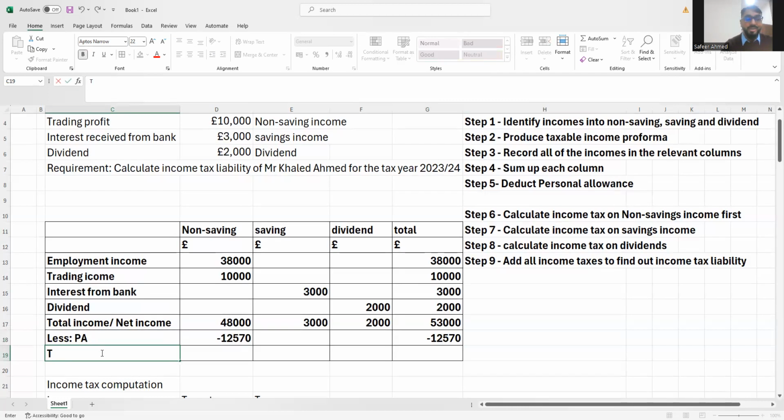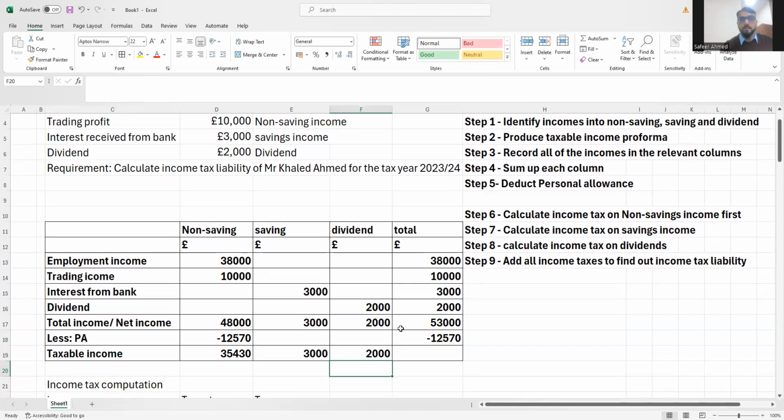So in order to calculate tax, we needed the income on which we will base our tax. Okay, so the taxable non-saving income is this much. Saving income is, as usual, the same. Dividend income is the same. And total taxable income is this much. There we go.